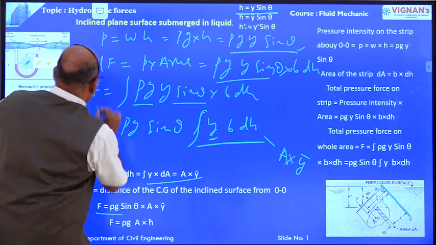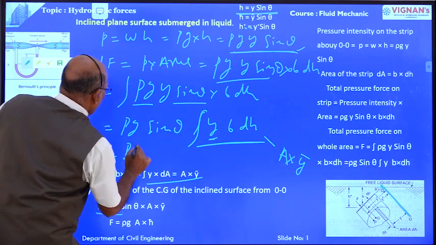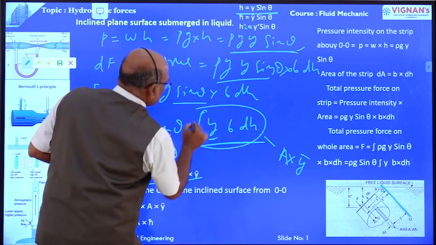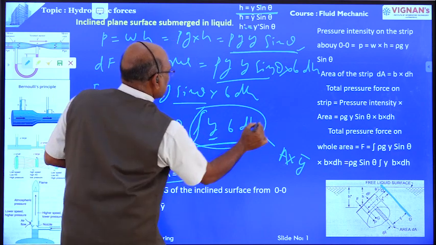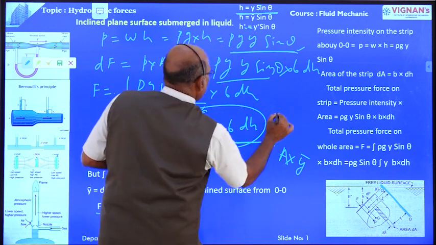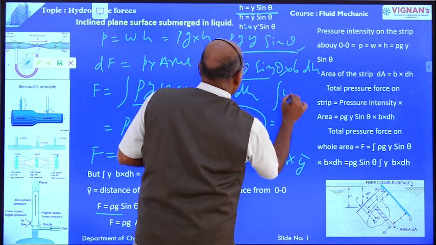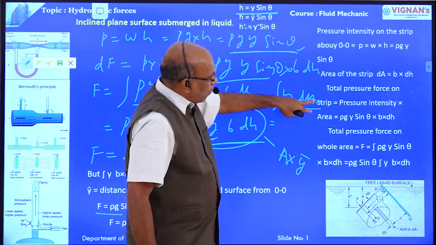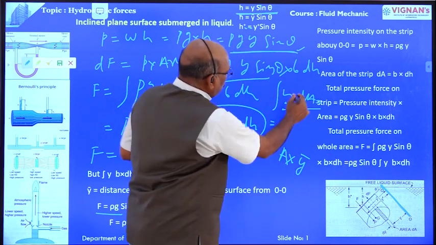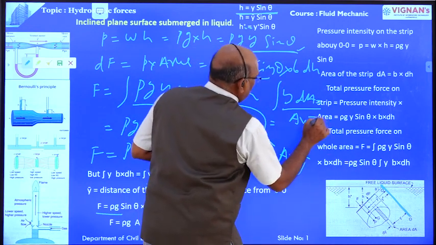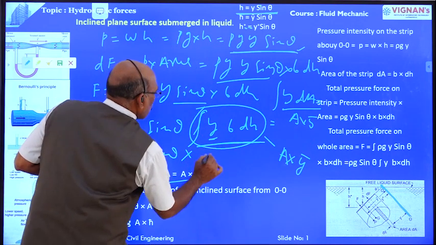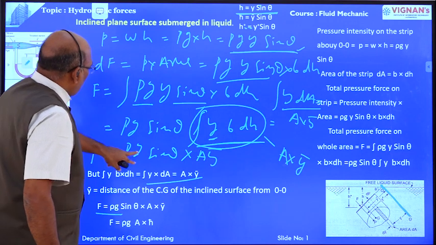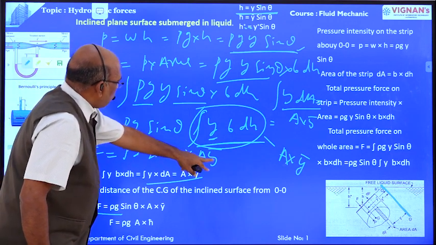Therefore force is equal to rho g sin theta into integral y b dh. This is also written as integral y dA. Y dA is the moment of area about the axis OO. Therefore, in this place, area into y bar. Now rho g sin theta A y bar.